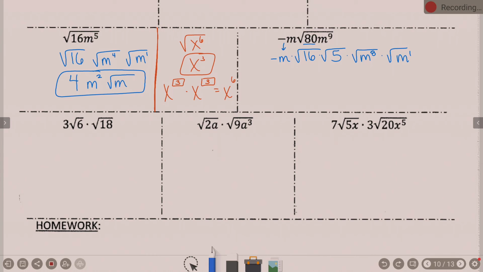Okay. Now it's just the final cleanup step here. Negative m is still going to carry down. What is the square root of 16? It's 4. Okay. What is the square root of 5? A decimal. So that means I'm going to leave this as the square root of 5, and I'm going to scoot it over to the right for a moment.